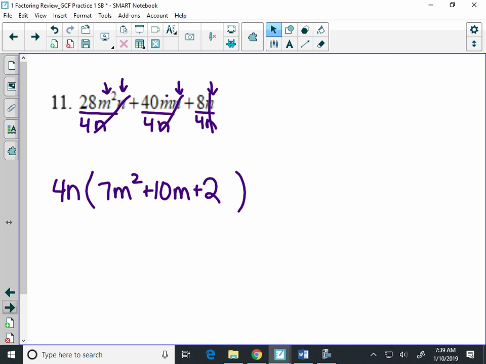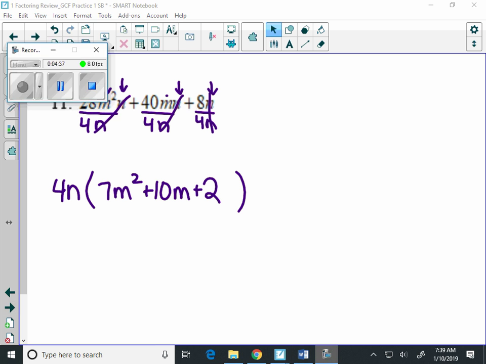All right, again, if you need more practice, there's a second practice. Check the key on Canvas. Ask your teacher for help if you're having trouble getting the right answer.